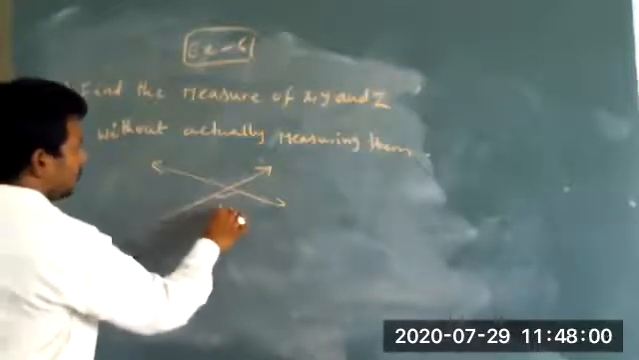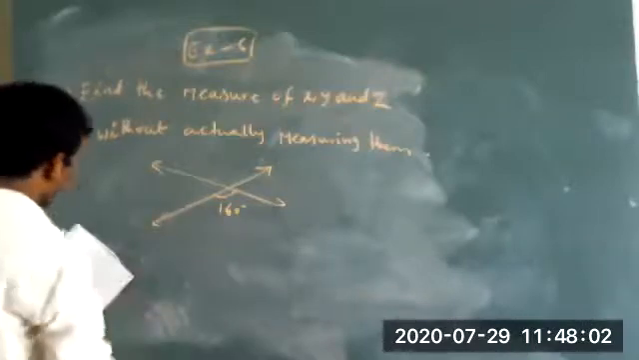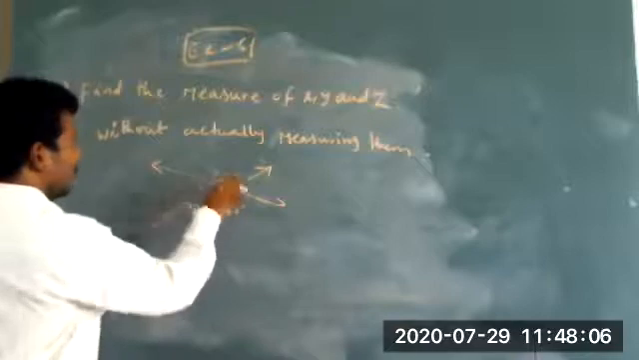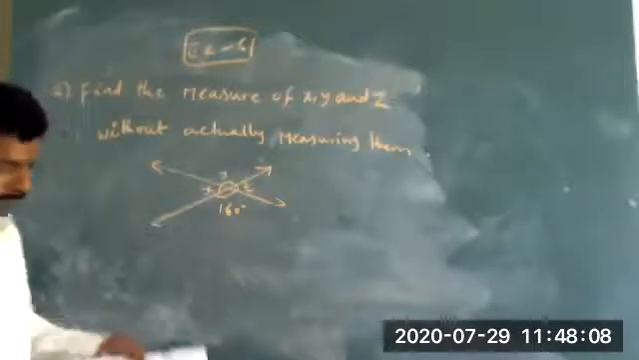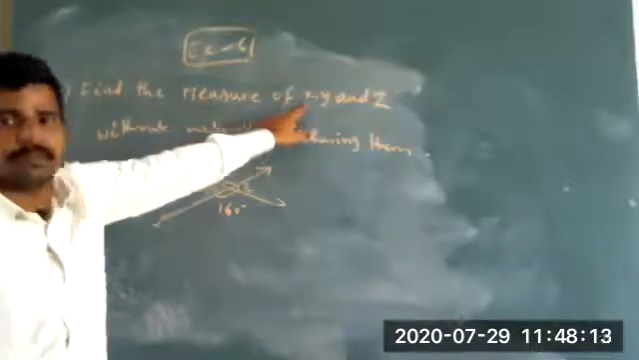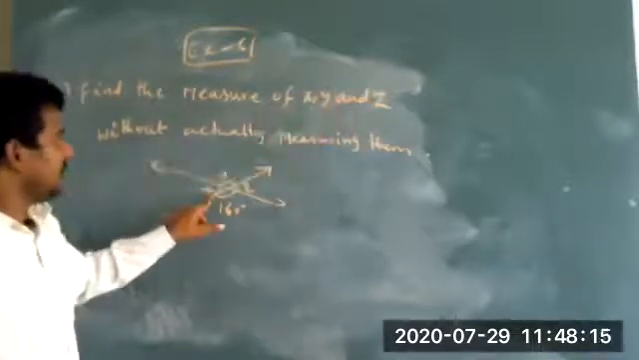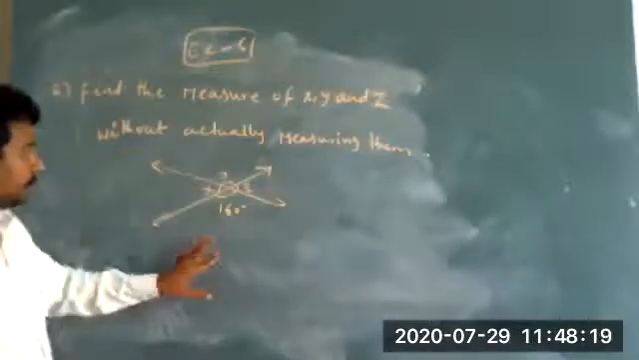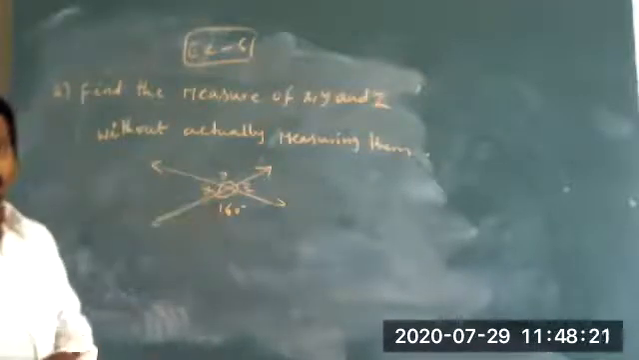This is 160 degrees. This angle is named x. This angle is named y. This angle is named z. So find the measure of x, y and z without actually measuring. So here, vertical opposite angles.